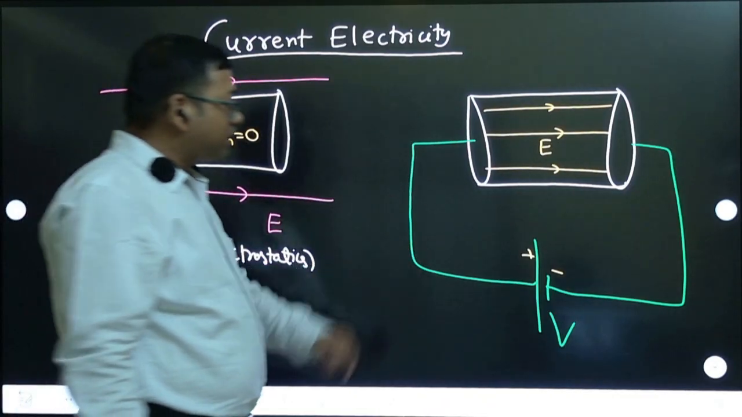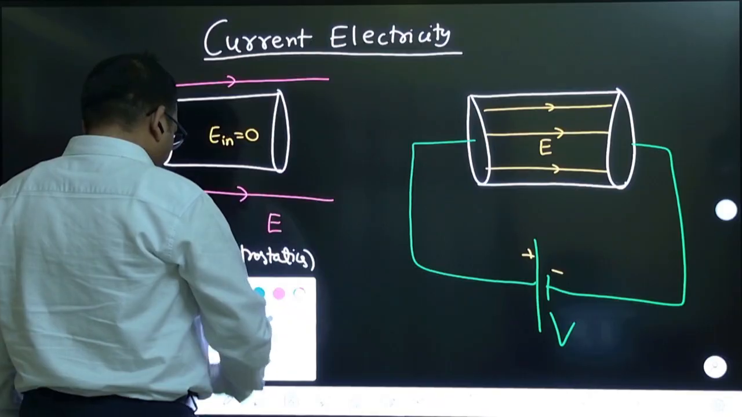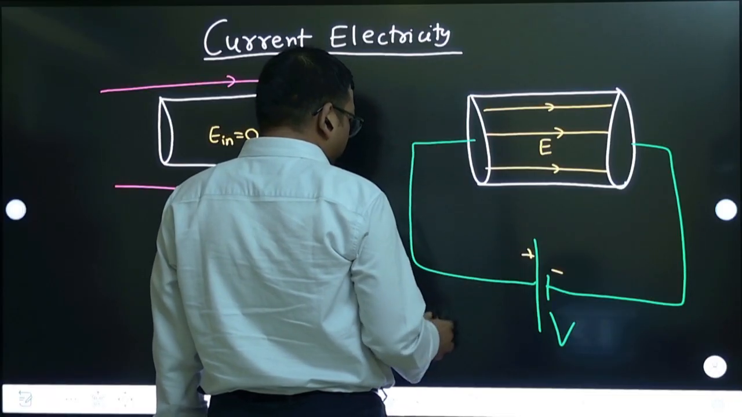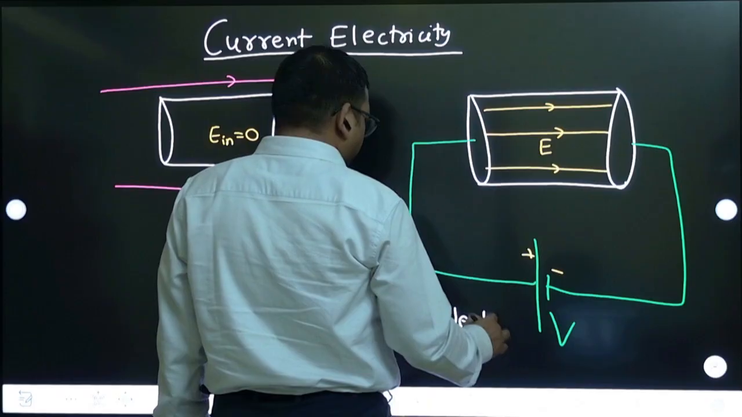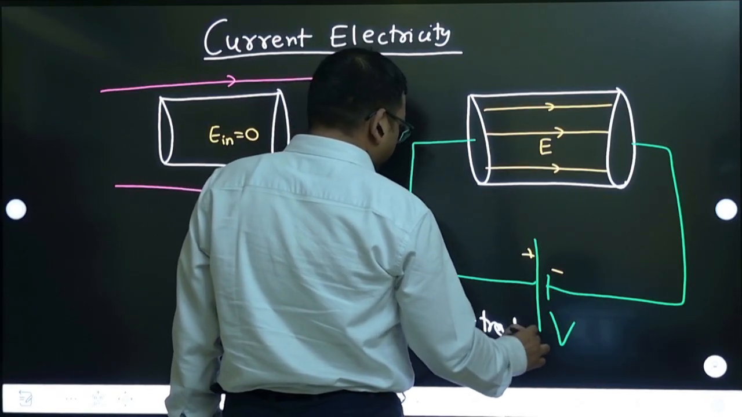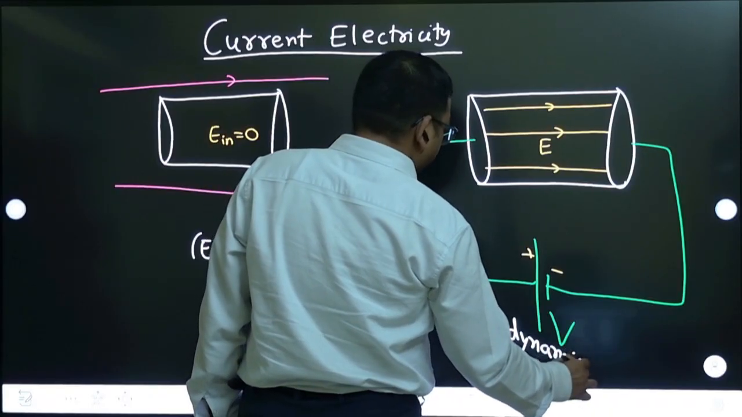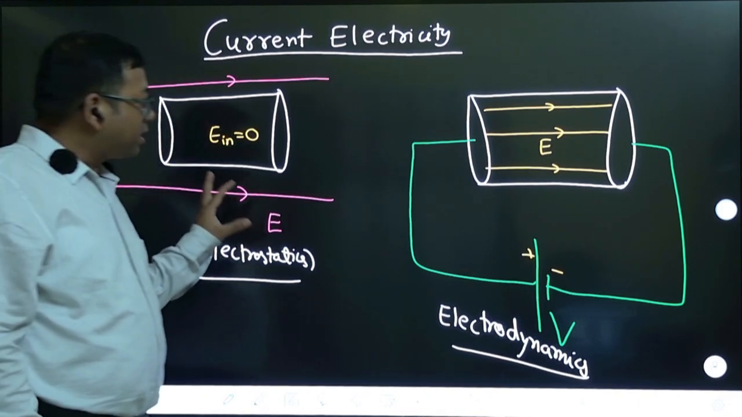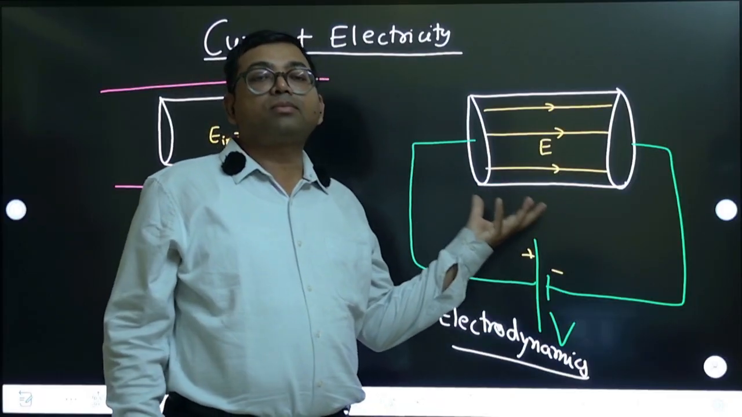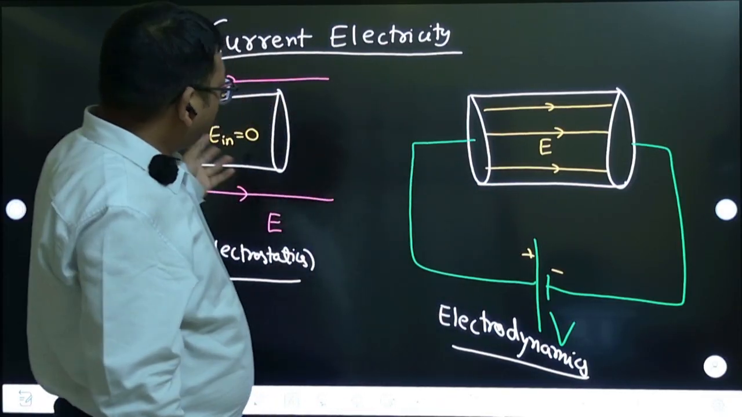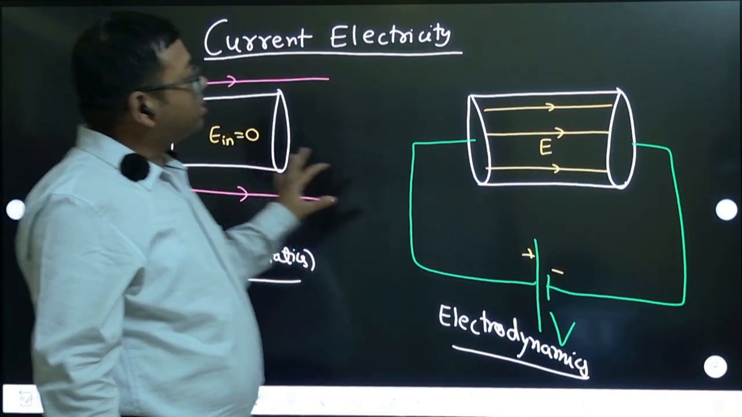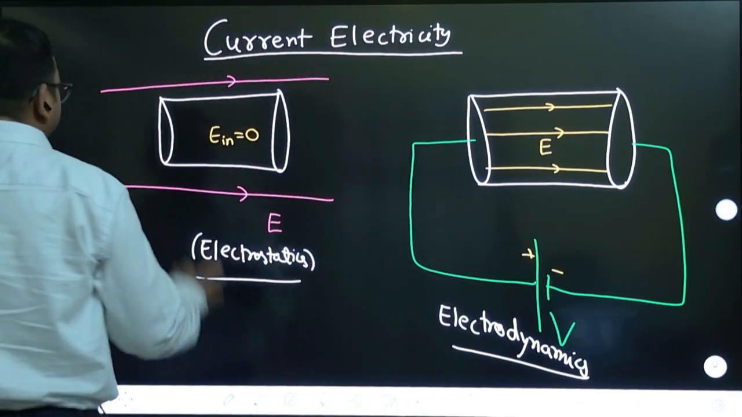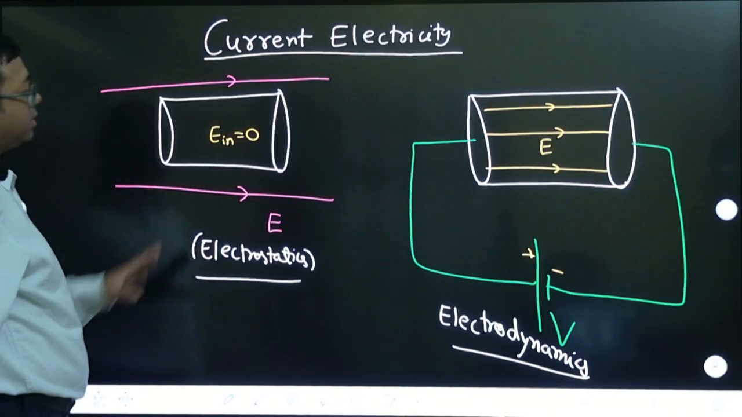So why does it happen like this when you connect a conductor with a battery? This is current electricity, right? It is electrodynamics, you can say. This is electrostatics. So the difference is clear. Here charges are not moving, but here charges are moving, right? And why charges do not move in this and why charges are moving in this, that also we have to understand.